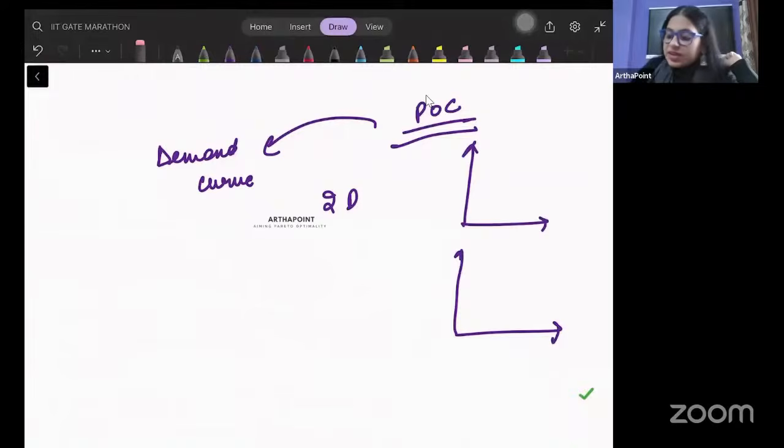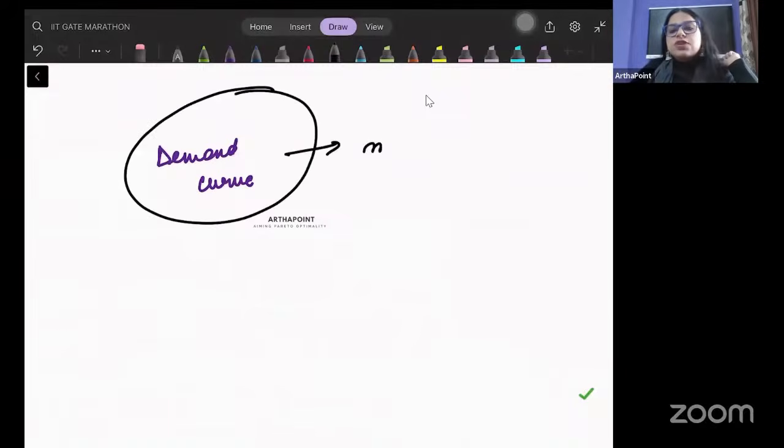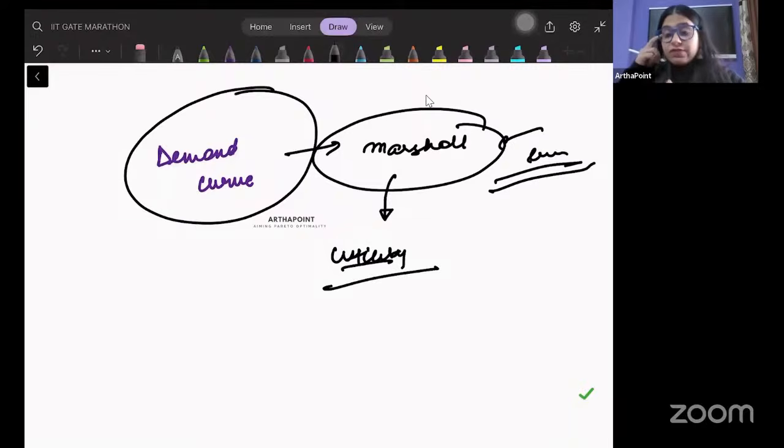But there is another way to derive the demand curve, and this derivation was given by Marshall. There were multiple limitations in it, which is why it was not used a lot. But this derivation says that I can derive the demand curve using the concept of utilities also, which we have never done. We did not derive the demand curve based on utility.